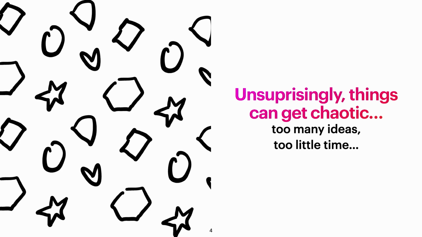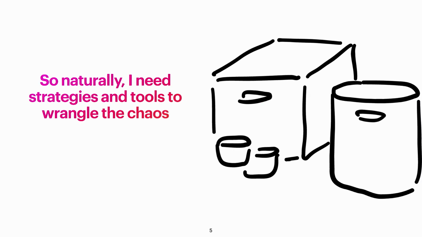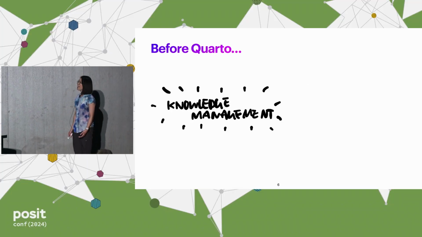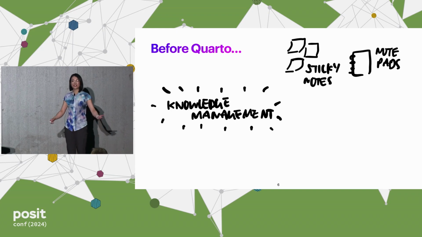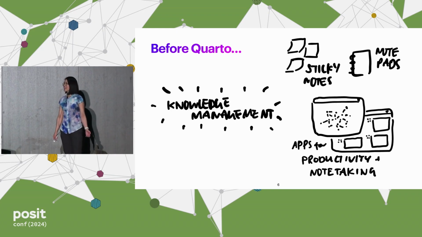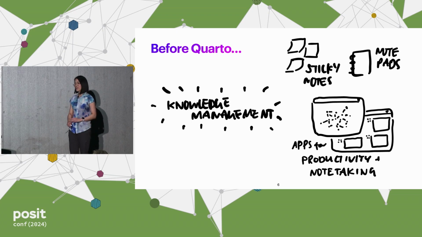Unsurprisingly, things can get kind of chaotic. Too many ideas up here, too little time. So naturally, I need strategies and tools to wrangle the chaos. Before Quarto, this mostly looked like every knowledge management solution under the sun. This includes sticky notes, notebooks that I did not finish, and a lot, though not all, of the productivity apps out there on offer.